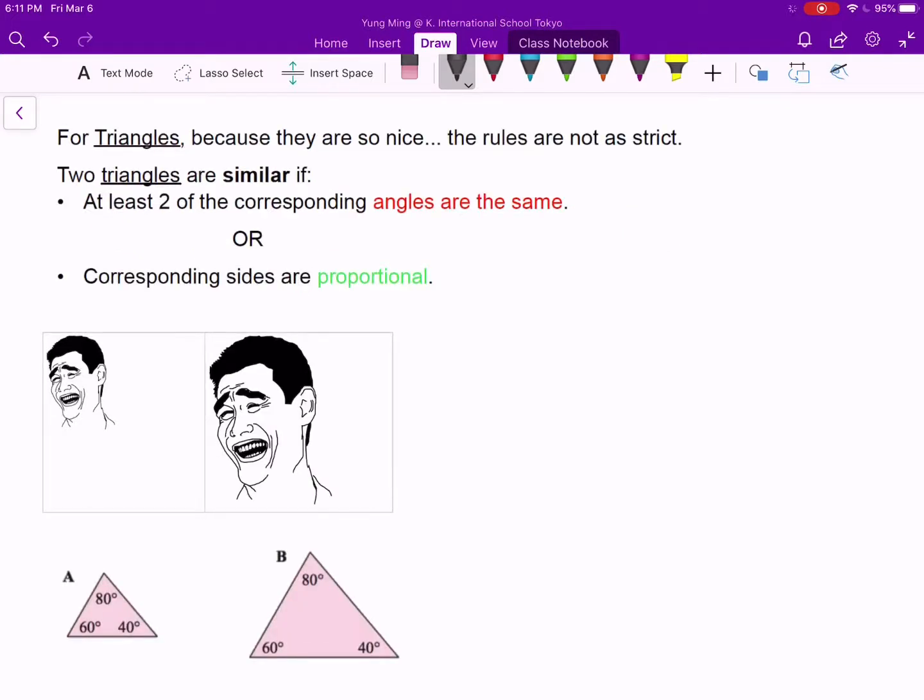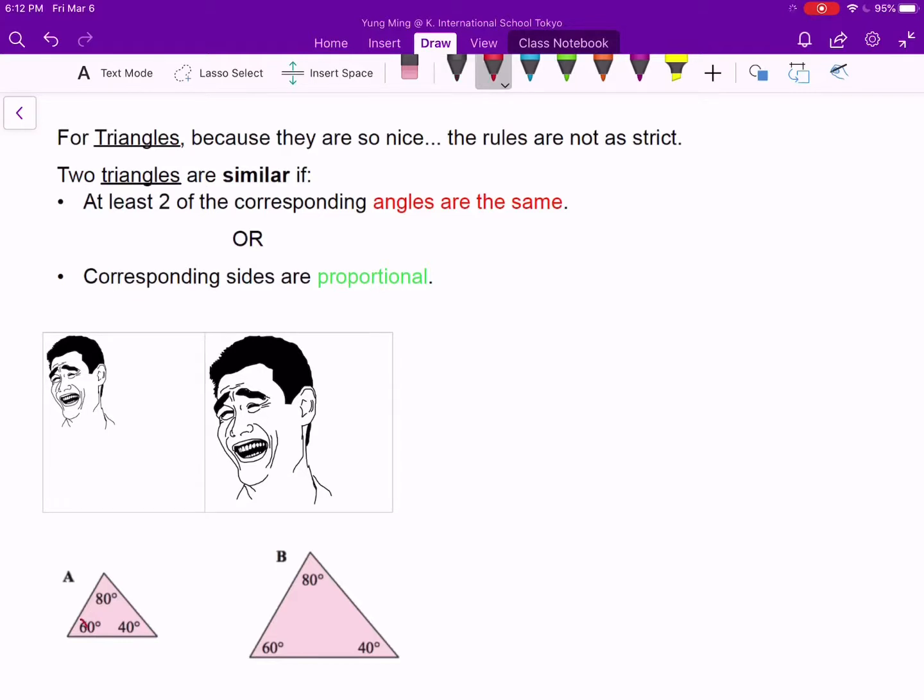Now if you have two pictures that you want to prove exactly similar, you actually have to compare every single angle, corner, laugh, teeth over here to prove that these two guys are exactly the same in shape, and therefore to prove that they are similar. But for triangles, we only need to compare angles. So it says over here, two triangles are similar if we can show that at least two of the corresponding angles are the same. Why only two?